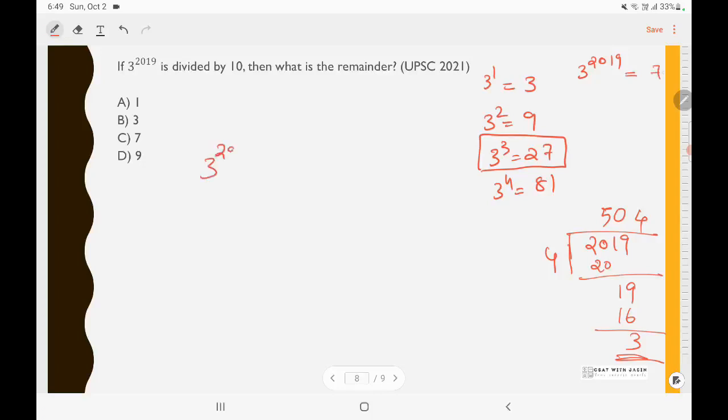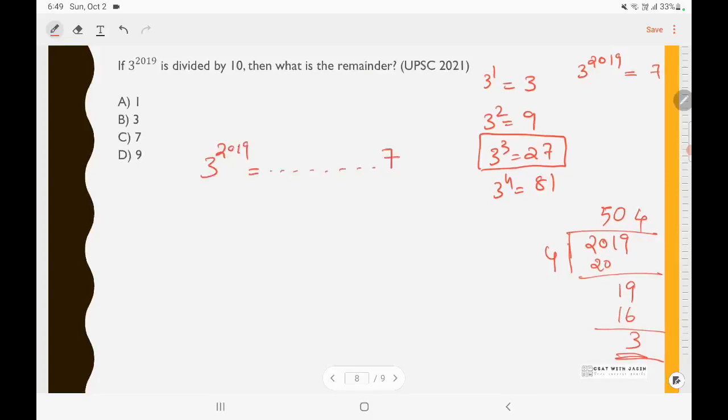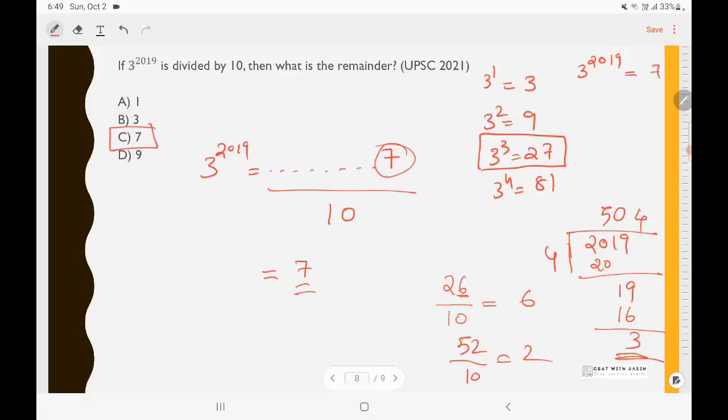So 3 raised to 2019, we can write it as so many numbers, but the unit digit will be 7, that we know. See, if this is divided by 10, the remainder will be 7, because if any number is divided by 10, the remainder will be the last digit. For example, if 26 is divided by 10, you will get 6 as remainder, because 6 is in the unit digit. If 52 is divided by 10, you will get 2 as the remainder, because 2 is in the unit digit. So similarly, here the remainder will be 7. So option C is the right answer.